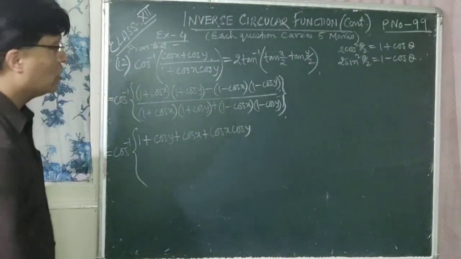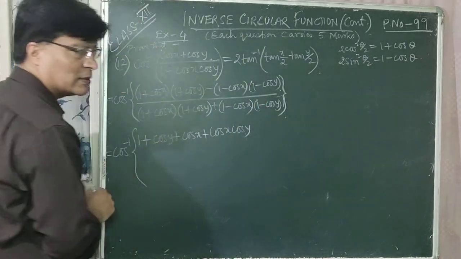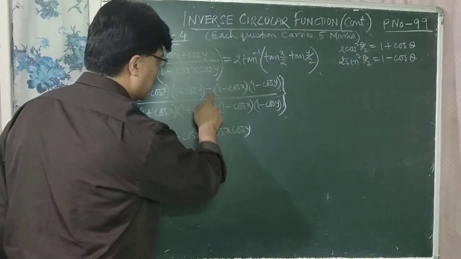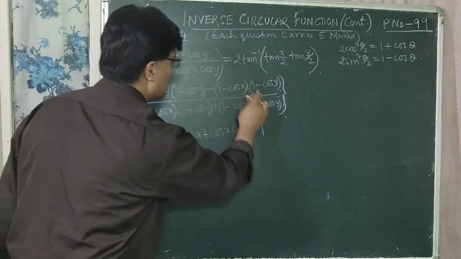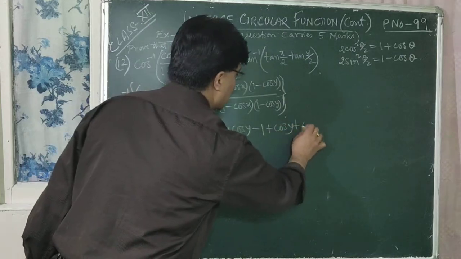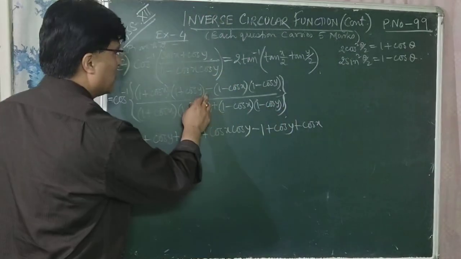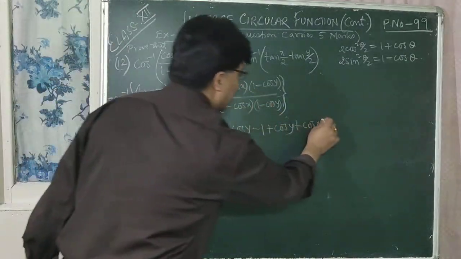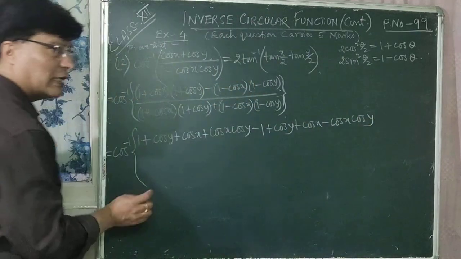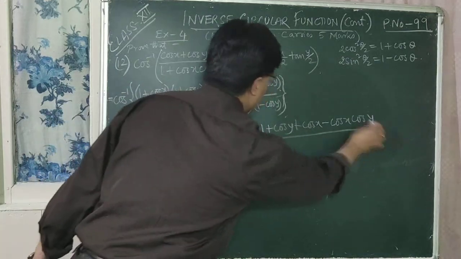Next, you have to multiply these two factors, and also multiply by minus here. So it is 1, minus 1 into cos y, minus cos x into 1, minus cos x cos y, plus, minus into minus, that is cos x cos y. Clear? So whole divided by.